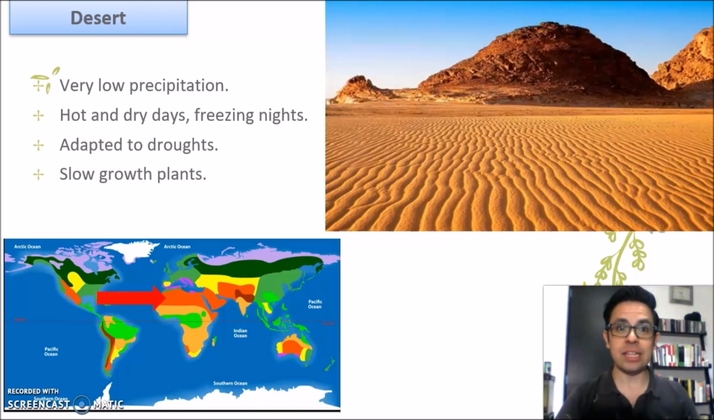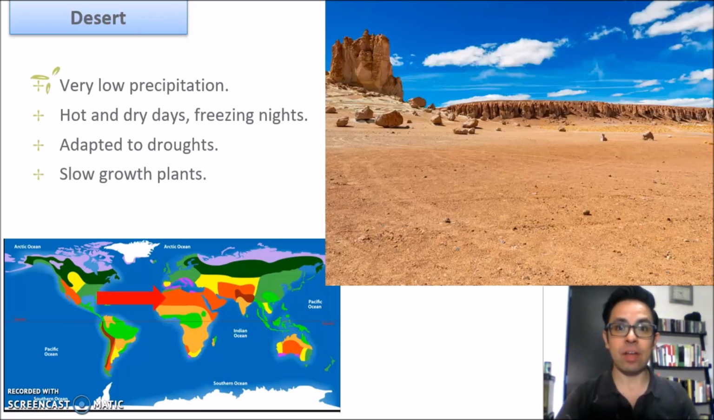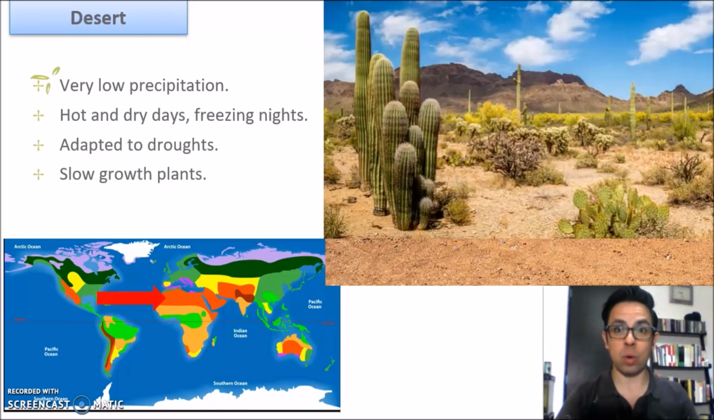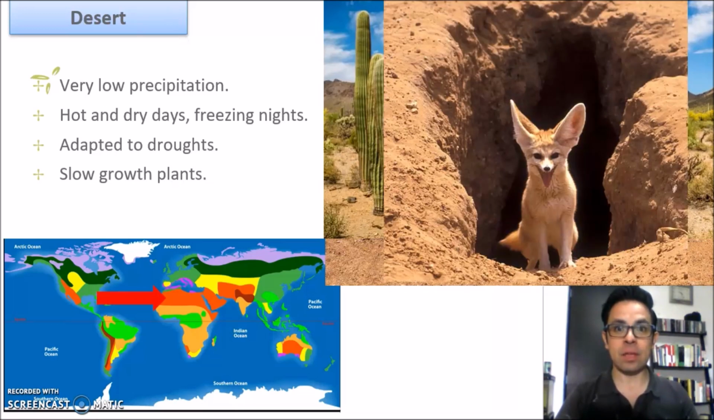Every living creature in the desert is adapted to extreme droughts. Plants must have thorns instead of leaves to avoid dehydration. Animals are going to have different activity patterns to avoid extreme temperatures, being active only during certain periods of time, the colder seasons, or also hiding in underground burrows.